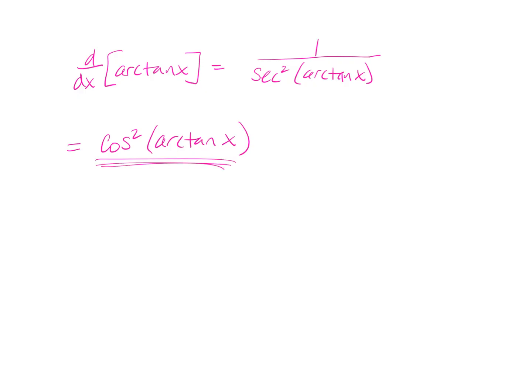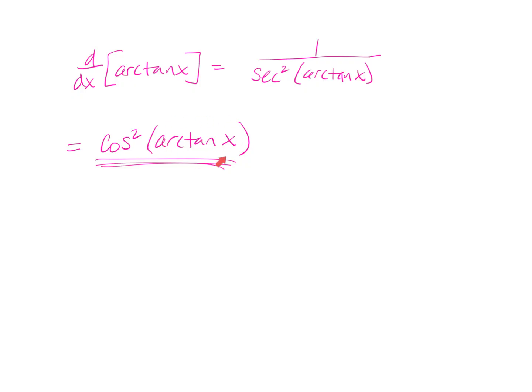However, I can simplify this using some right triangle trigonometry. Okay, so the cosine squared of the arctangent of x. When you take the cosine of some stuff, the thing you're taking the cosine of is always an angle. So remember back to the unit circle. If I ask, what's the cosine of 2 pi? What's the cosine of pi over 3? What's the cosine of blah? I'm asking, what is the cosine of some angle?